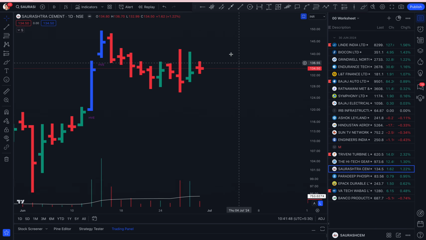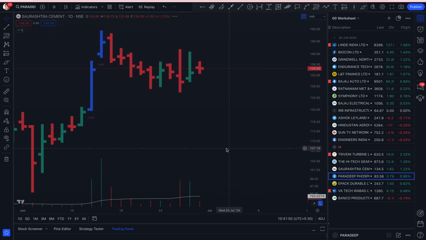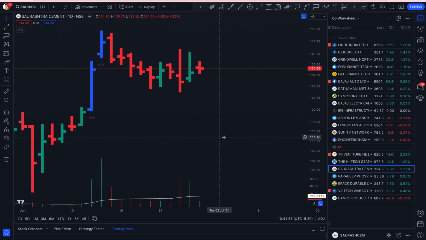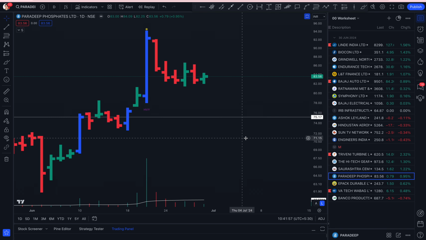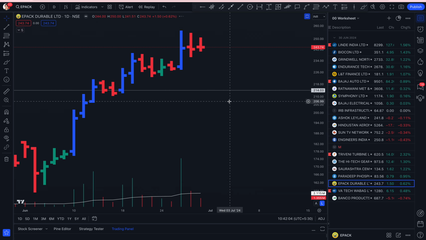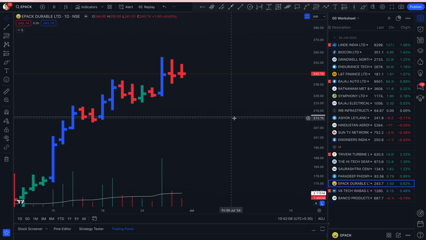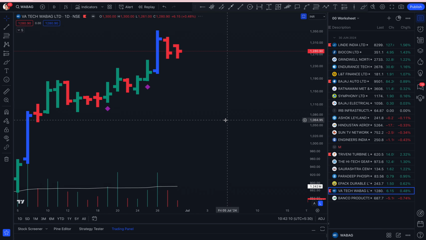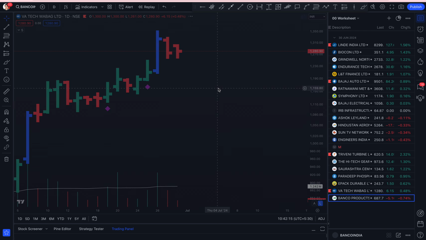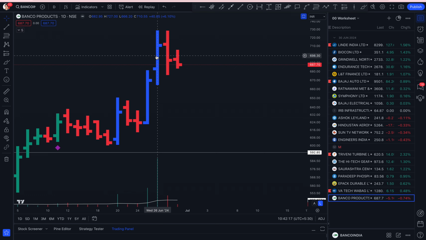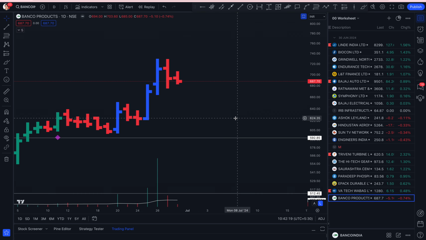Now tightness traders will love this. And tightness traders will also love the fact, yeah, Paradeep Phosphate, mother bar, inside bar, and another inside bar has come, so it's even more fun. EPAC Durables, again, this is a little extended, but who cares? Wabag Tech, inside bar, mother bar, inside bar, inside bar. Banco Products, mother bar, inside bar, inside bar. All right, let's move on.